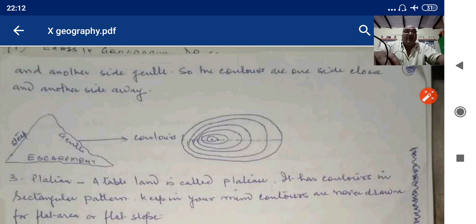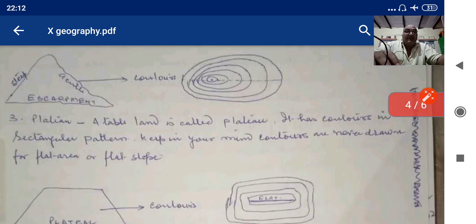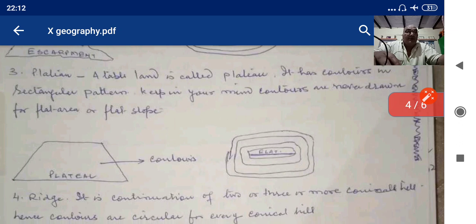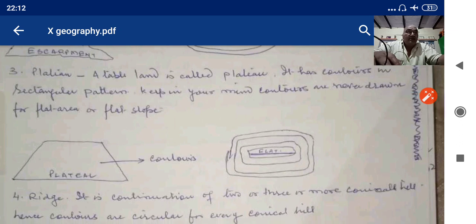Number 3, we have plateau. A tableland is called plateau. It has contours in rectangular pattern. Keep in your mind, contours are never drawn for flat area or for flat slope. With the help of the figure, you can see plateau contours are in rectangular pattern.